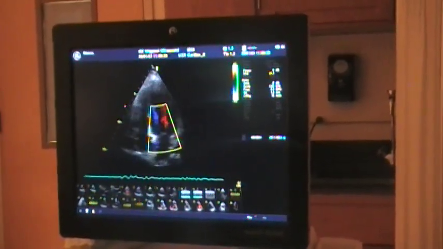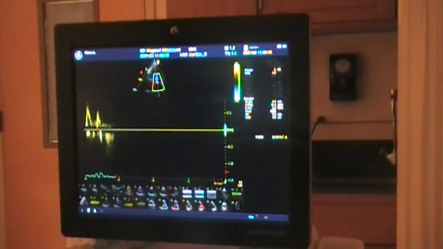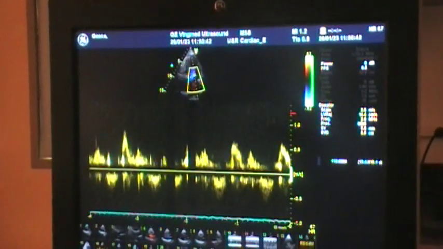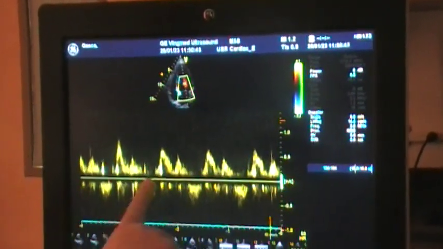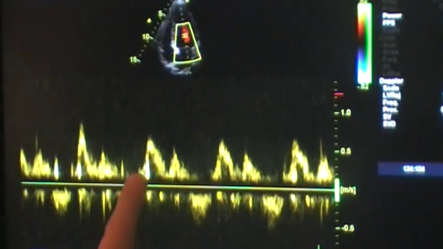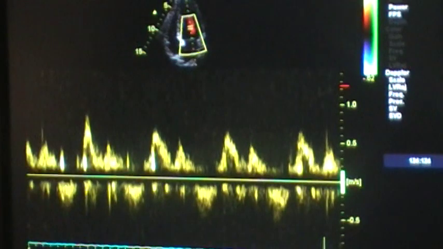We're going to do pulsed wave now, and we're going to put it right at the mitral leaflet tips, because this is right where that flow is coming into the ventricle. And we're going to get mitral inflow or normal flow. Okay, so the mitral has this M-shaped flow. This is the E, this is the A, this is that initial filling, and then this is that atrial kick that pushes that rest of the blood into it.